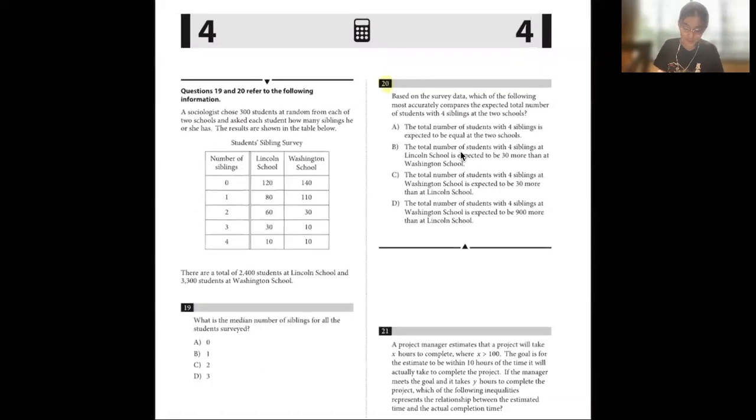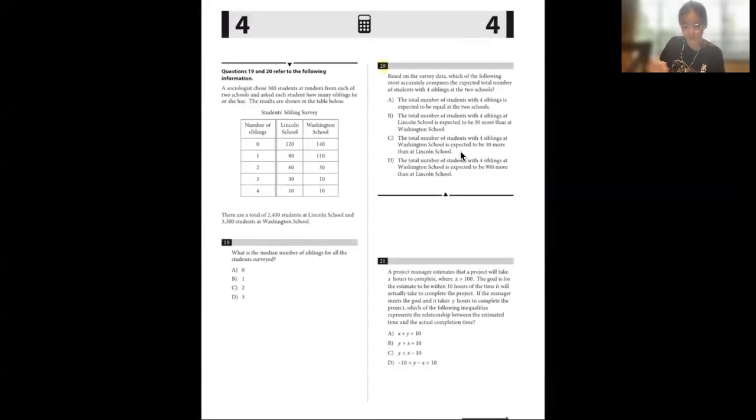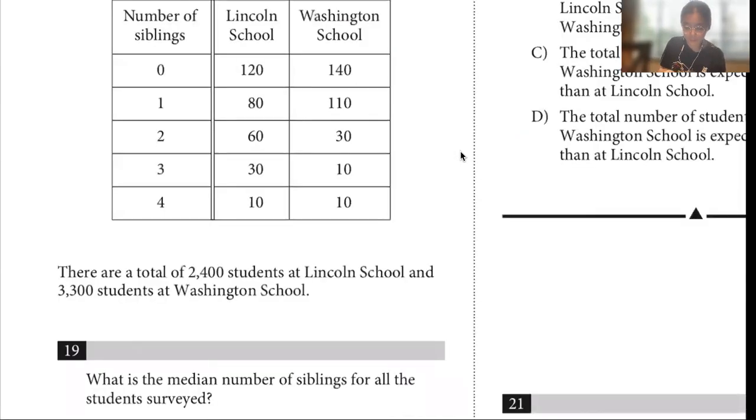So based on the survey data, which of the following most accurately compares the expected total number of students with 4 siblings at the 2 schools? So first of all, we need to know which part of the table shows the total number of students with 4 siblings, right? From there, we already know that it's this one. So you need to interpret the graph first, but we can't just focus on 20, right?